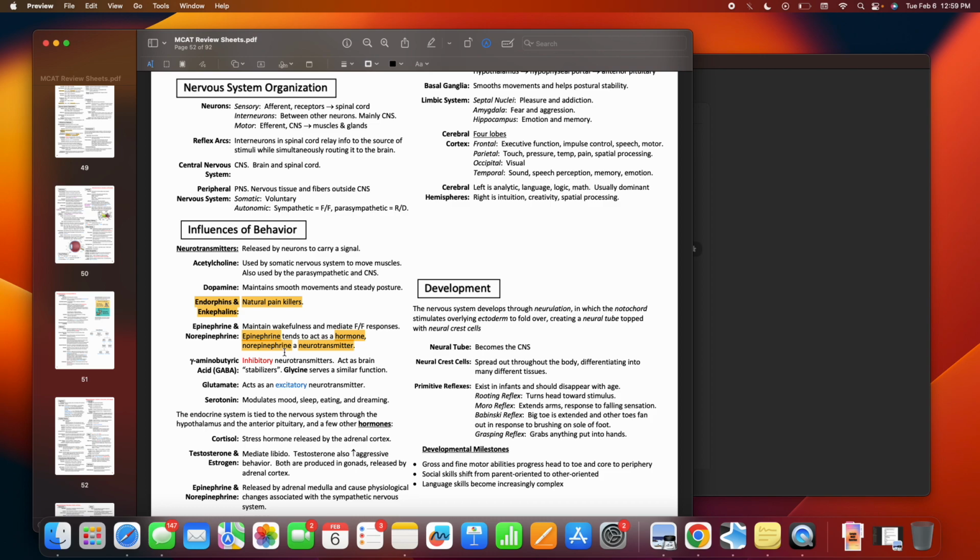Now we have GABA, which is gamma aminobutyric acid. It is an inhibitory neurotransmitter, acts as a brain stabilizer. Glycine serves a similar function, so we have glycine that acts like GABA. Glutamate acts as an excitatory neurotransmitter.